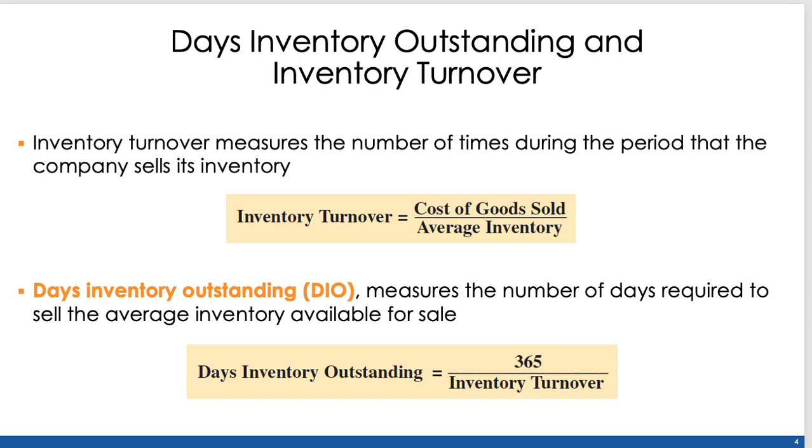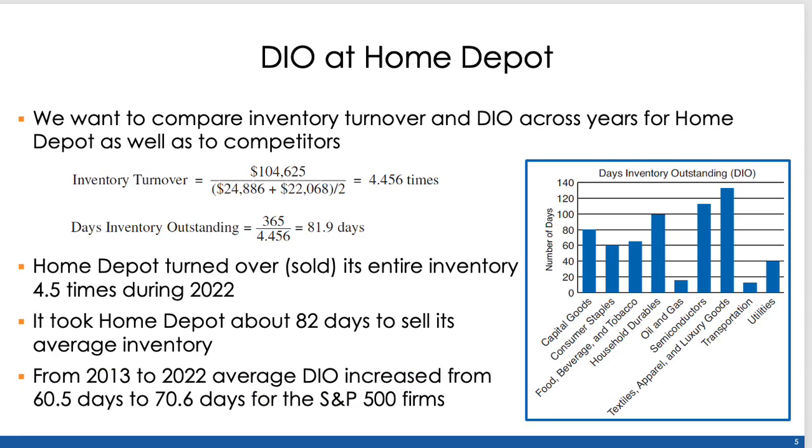Once you have calculated the inventory turnover, which measures the number of times during the period the company sells its inventory or turns it over, you are then able to use that as the denominator, divide into 365 to do what? To calculate days inventory outstanding, or the average number of days required to sell your inventory. Okay, so you're essentially taking your inventory turnover and turning it into a calendar approximation, right?